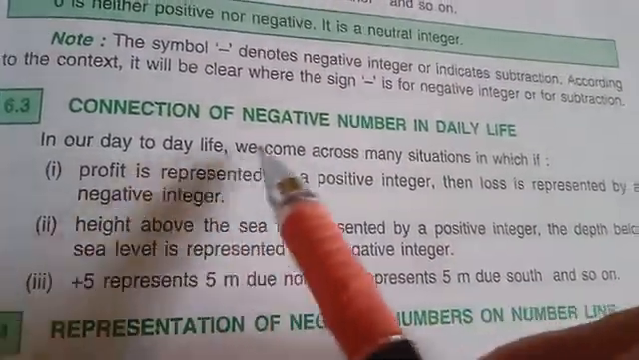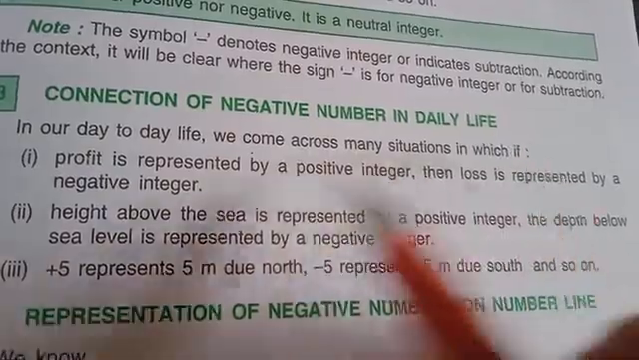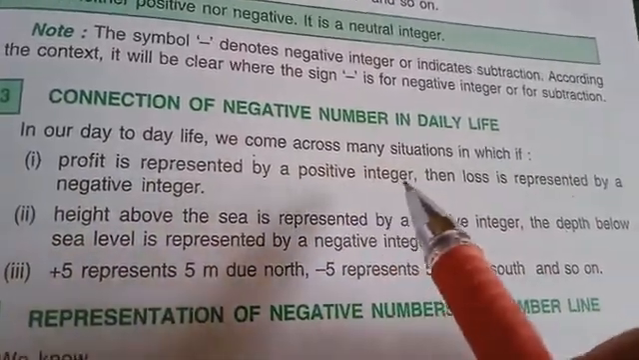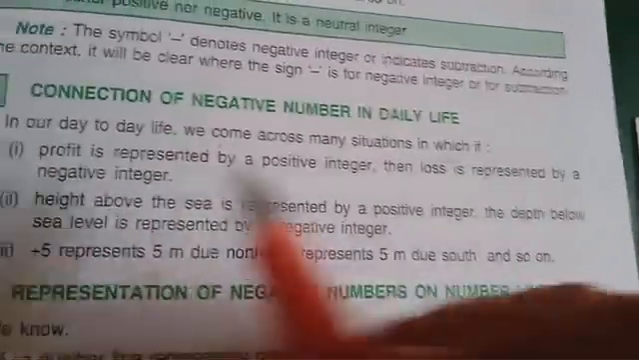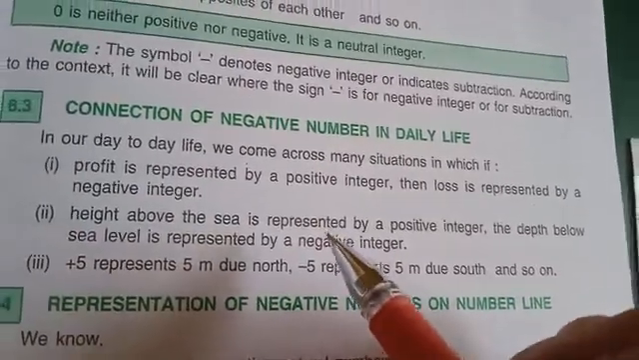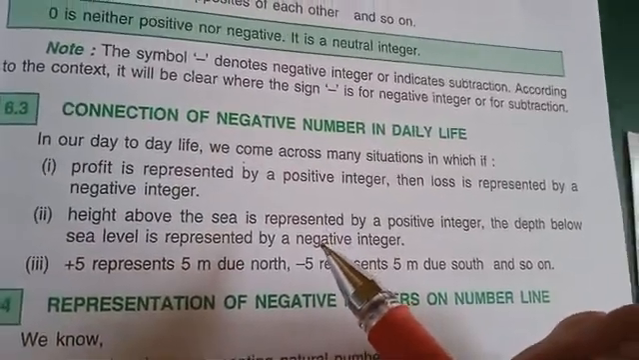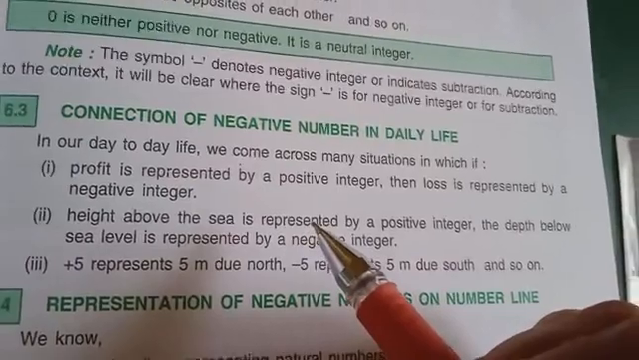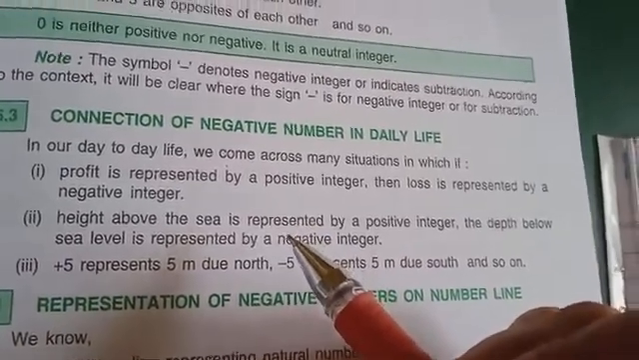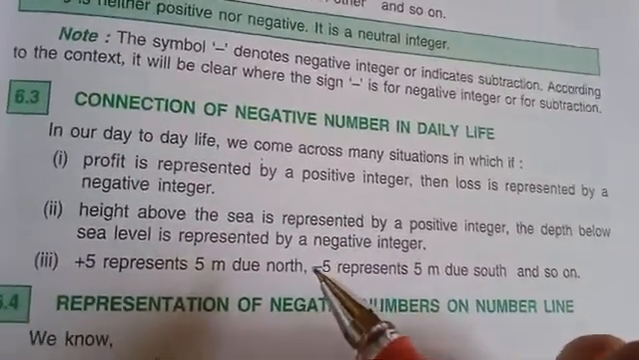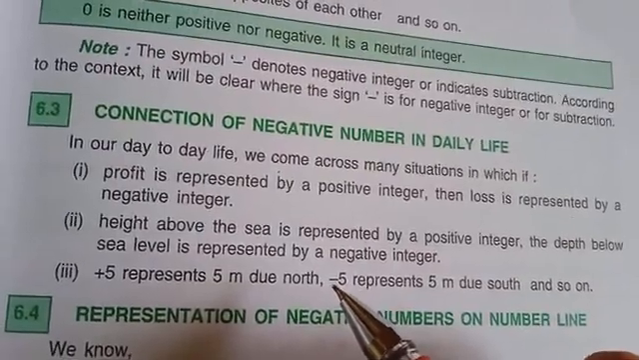So in our day-to-day life, we come across many situations in which profit is represented by a positive integer, then loss is represented by a negative integer. You just check your passbook, or in phone also nowadays you have passbook in your mobiles. Passbook means it is a book which has all the details of bank transactions.